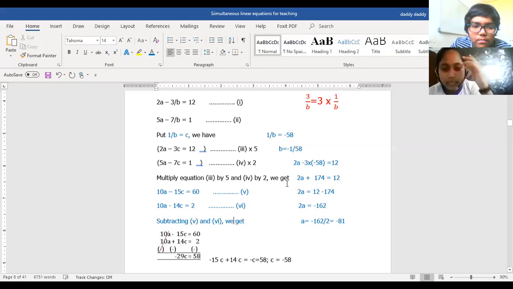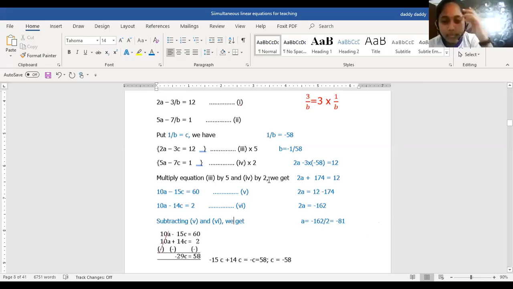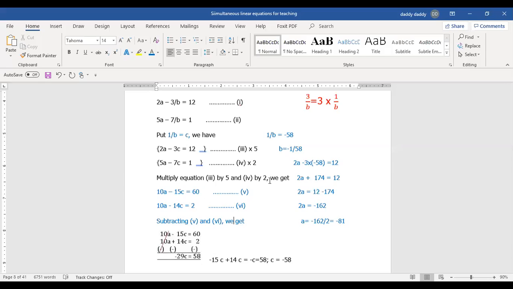Are we clear with this? So this is another kind, children, where one variable or maybe both variables will be in the denominator. So there will be a totally different way of dealing with the situation. Instead of the variables which are given in the question, you will have to introduce your own variable, get the value of your variable first, and then get the value of the variables which are given in the question.